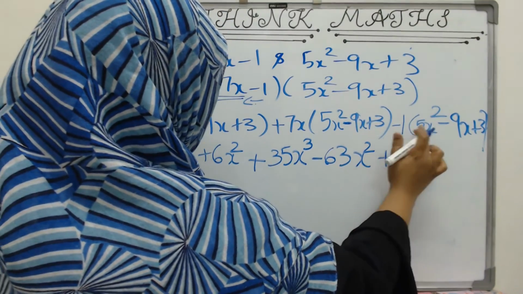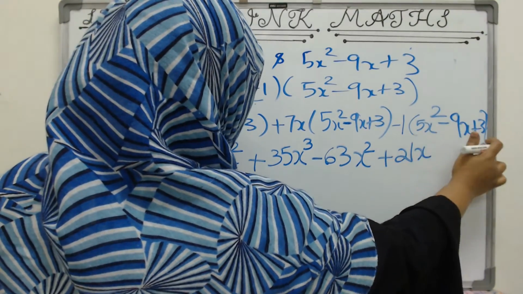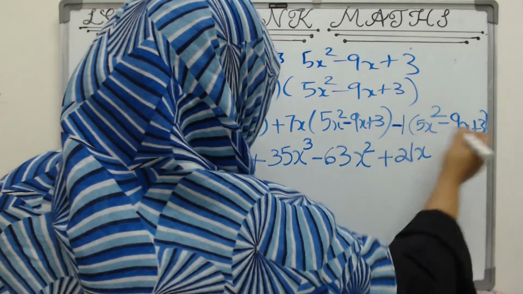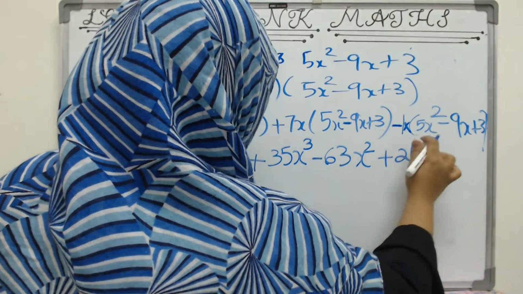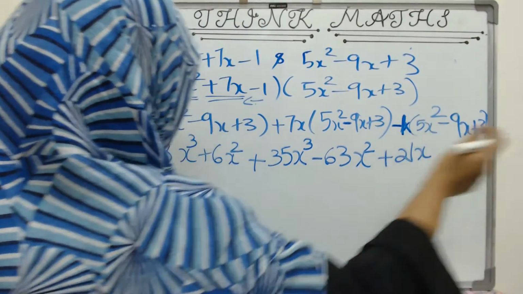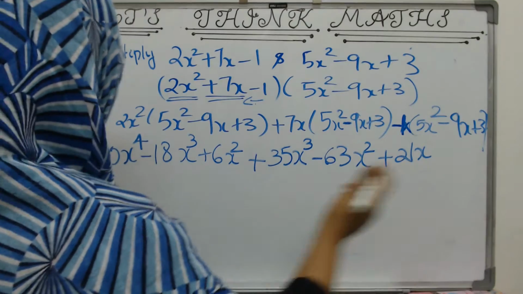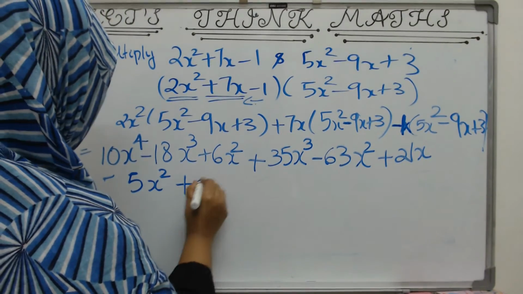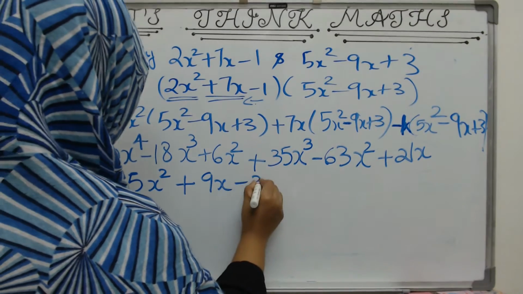Then see the minus 1 here. What does that mean? All of the signs are going to change because you have a minus 1 here. So all the signs would change, but their constants would not change because this is just 1. So all the constants would be same, but their signs would change. So that would be minus 5x square plus 9x minus 3.